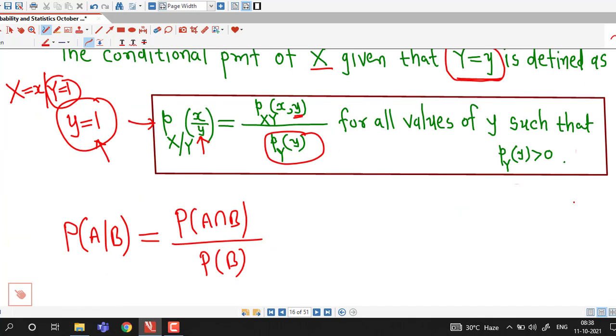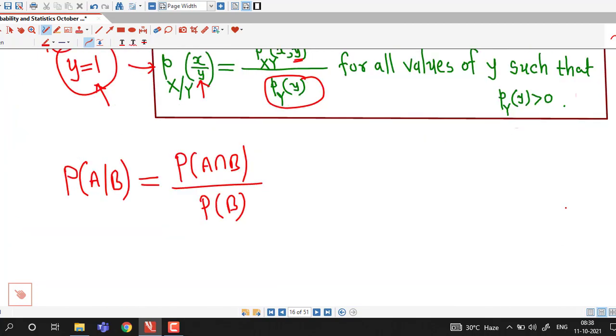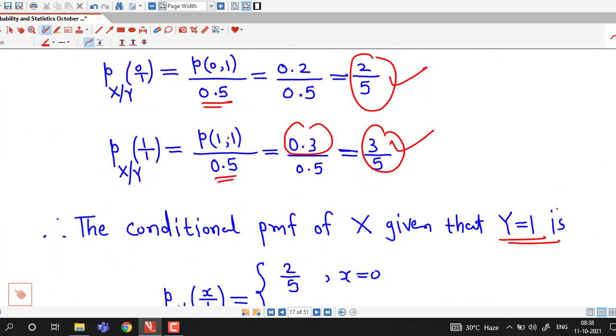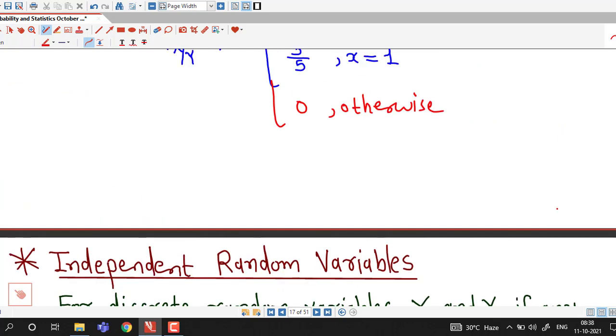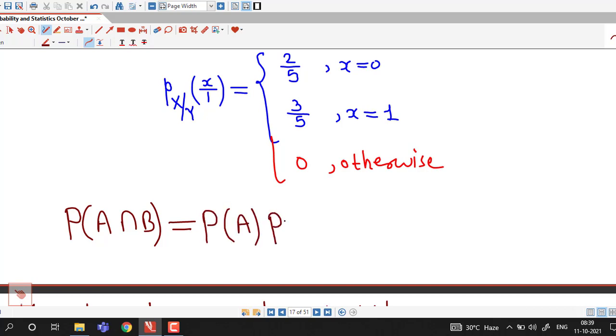So in this way we can write the conditional probability distributions. Now next definition is independent random variables. This can also be generalized from the definition of independent events. We know that two events are independent if the probability of their intersection is equal to the product of their probabilities.